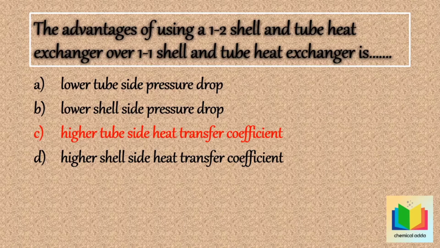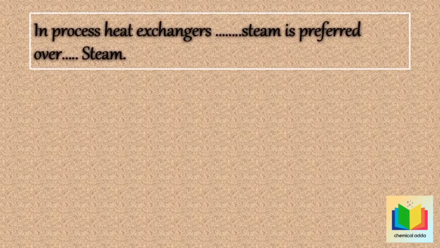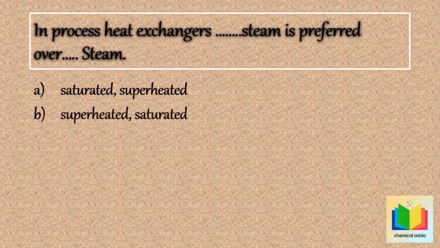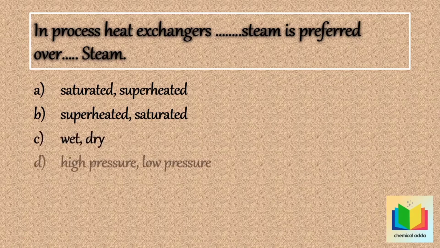Now, next question. In process heat exchangers, dash steam is preferred over dash steam. Options are: option A, saturated, superheated. Option B, superheated, saturated. Option C, wet, dry. Option D, high pressure, low pressure.